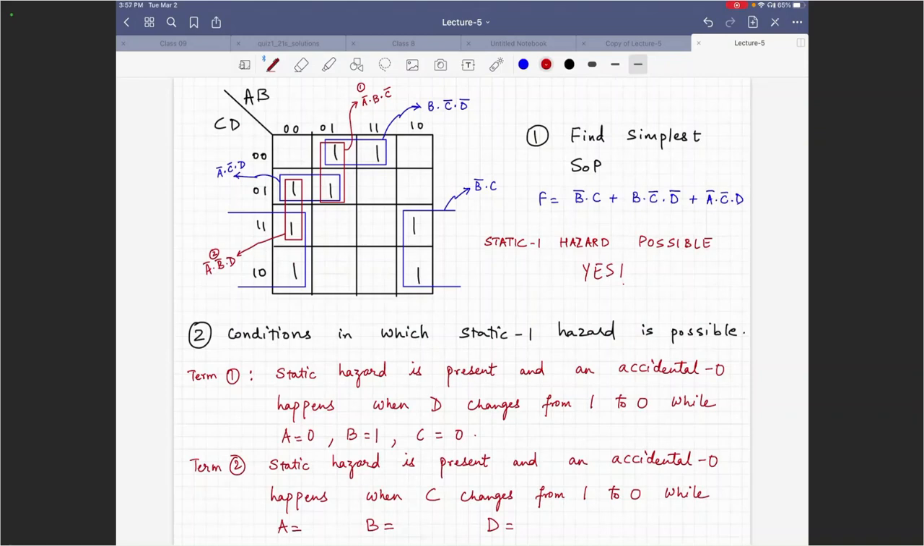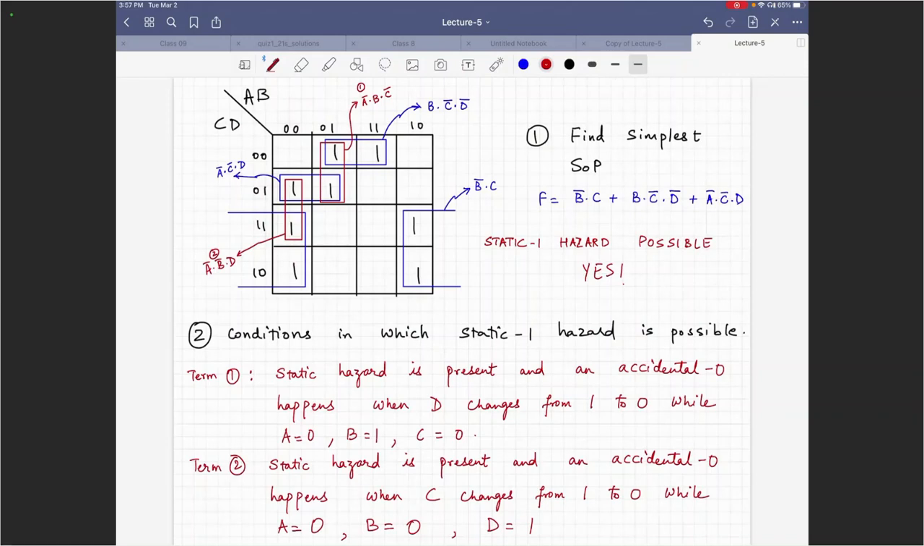A is a blank. So while C is changing from 1 to 0, I cannot change all the others, right? A is 0, B is 0, D is 1. Perfect. So those are the two conditions in which a static glitch may occur.